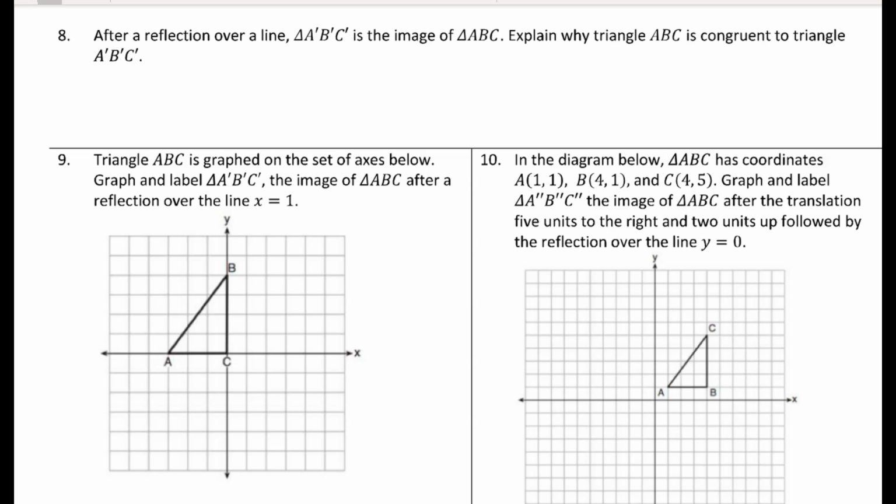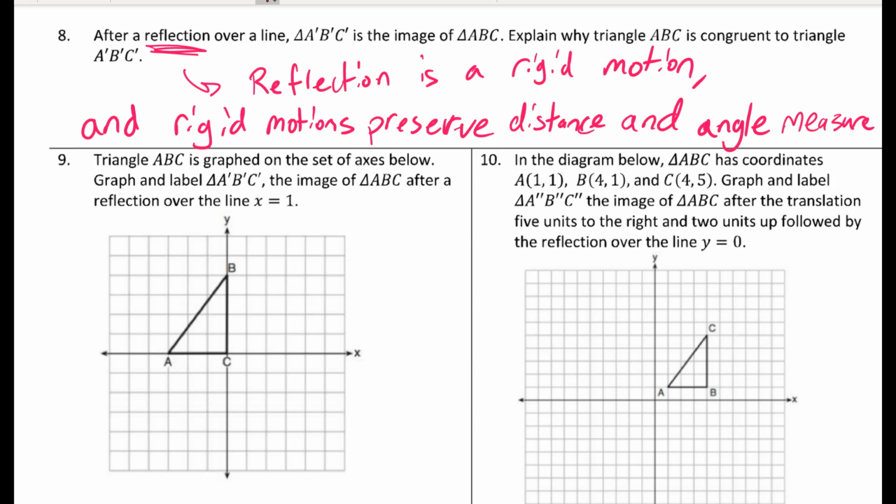Over a line, triangle A'B'C' is the image of triangle ABC. Explain why triangle ABC is congruent to triangle A'B'C'. Well, you know a reflection is a rigid motion. So the first thing you could say is that a reflection is a rigid motion, and rigid motions preserve distance and angle measures. That's a phrase that's going to be helpful anytime you're talking about rigid motions and congruency. So the side lengths stay the same and the angles stay the same as well.